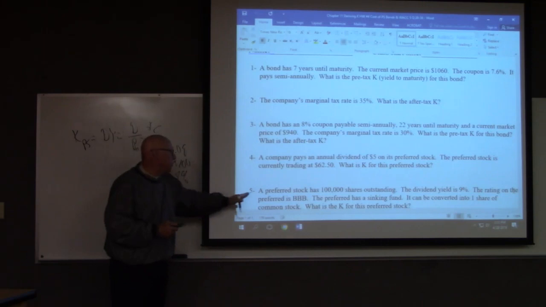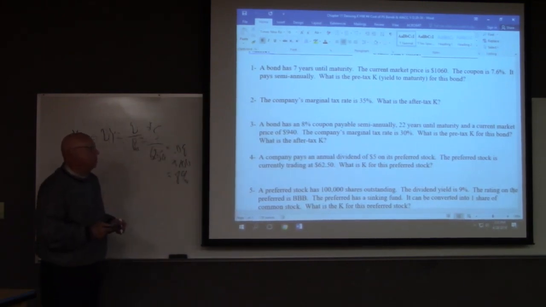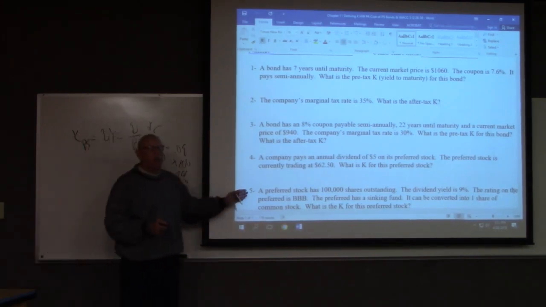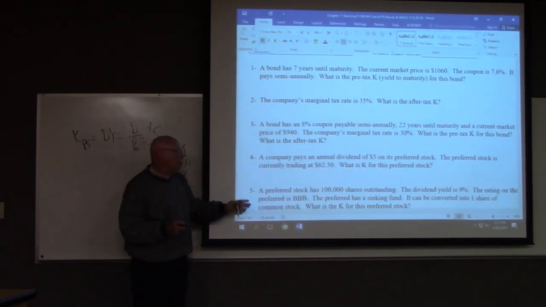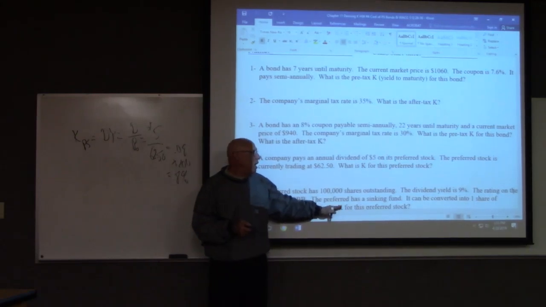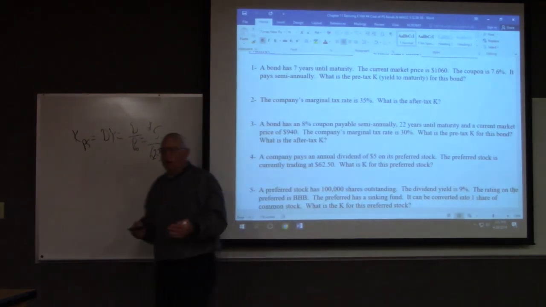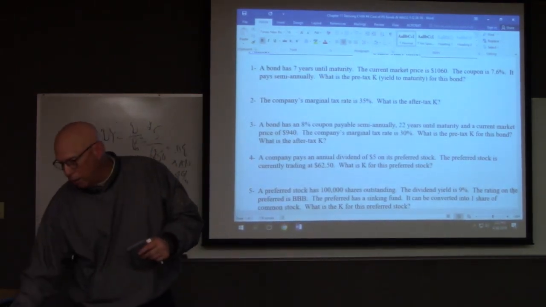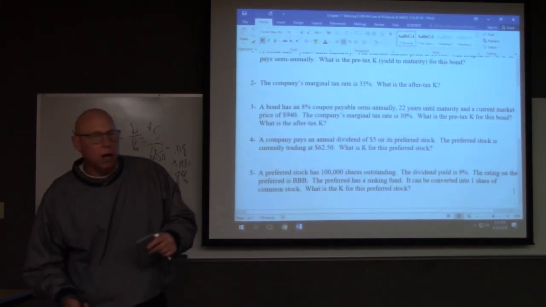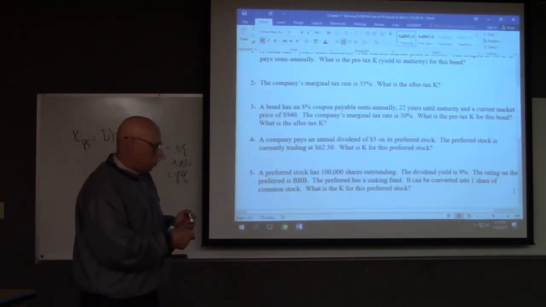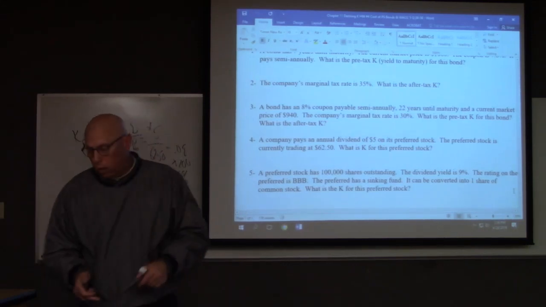All right. Now, brings us to number 5. A preferred stock has 100,000 shares trading. Shares outstanding. Dividend yield is 9%. Rating on the preferred is BBB. Preferred has a sinking fund. It can be converted into 1 share of common stock. What is K for this preferred stock? All of these things are true. All of these things do relate to preferred stock, but the only thing we're looking for is what is K. And K is the dividend yield, and the dividend yield is 9%, and that is your answer, 9%. Okay, so do not be distracted by the other variables that have nothing to do with the cost of preferred stock.